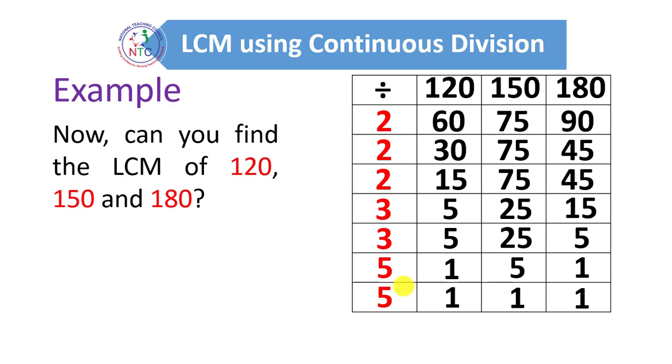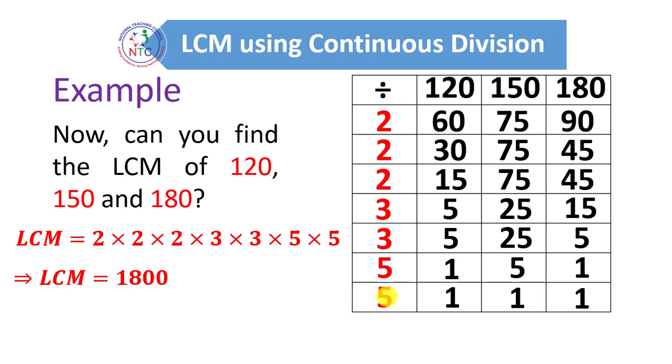Okay, so now, what is our LCM? The LCM is simply gotten by multiplying the divisors we used. So we have to multiply 2 by 2 by 2 by 3 by 3 by 5 and by 5, and that is simply going to give us our LCM. So the LCM is equal to 2 times 2 times 2 times 3 times 3 times 5 times 5, and the answer is, obviously, 1,800.